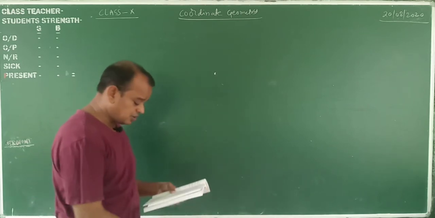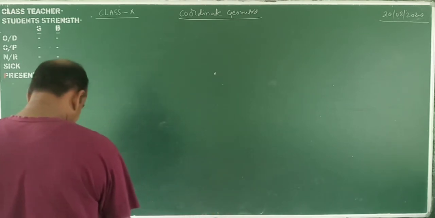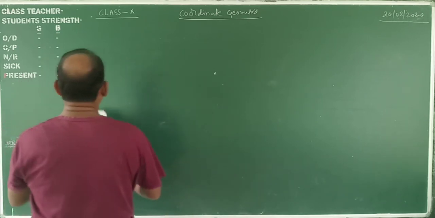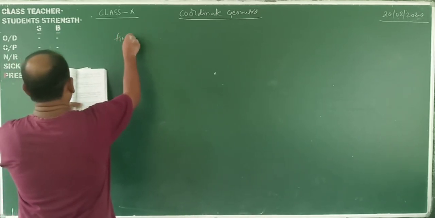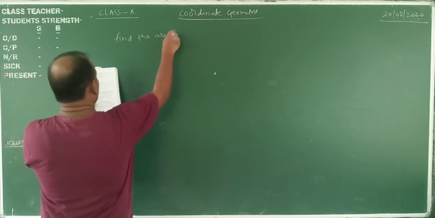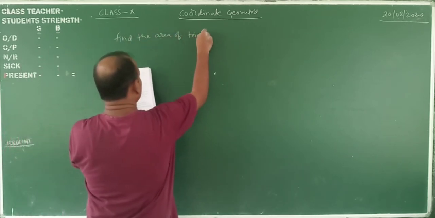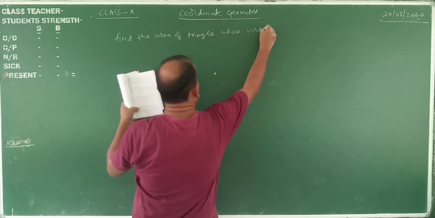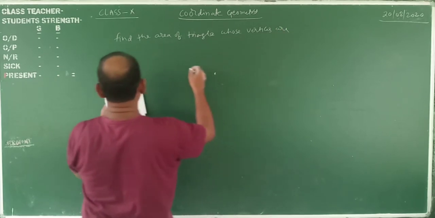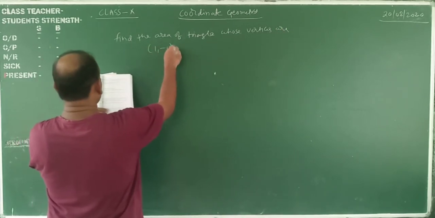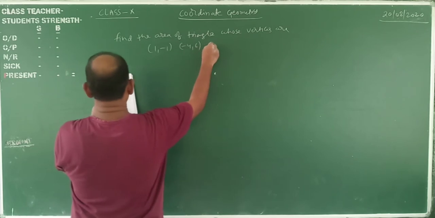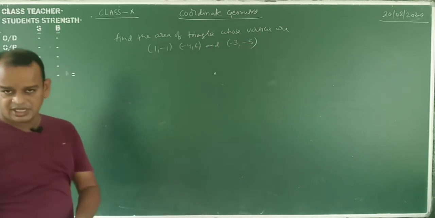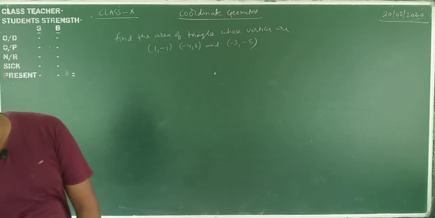Okay, my dear students, now we are going to the next one. What is that one? Area of the triangle. Find the area of the triangle whose vertices are 1 comma minus 1, minus 4 comma 6 and minus 3 comma minus 5. Find the area of the triangle whose vertices are.